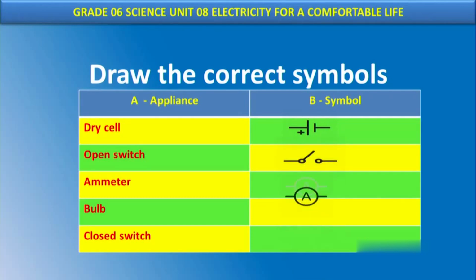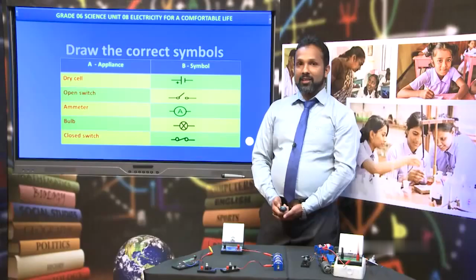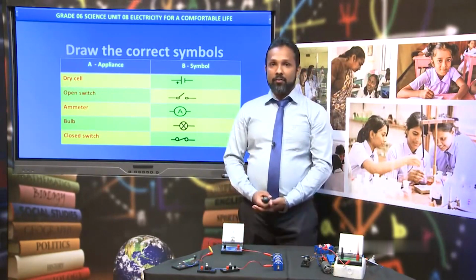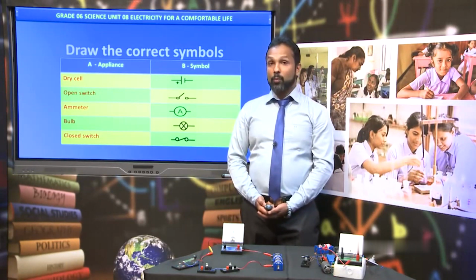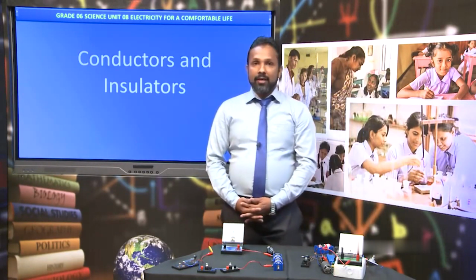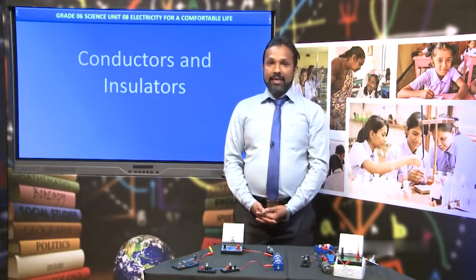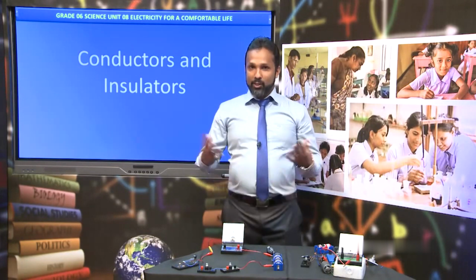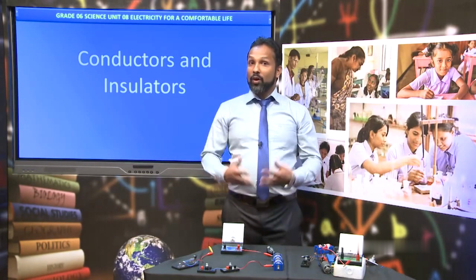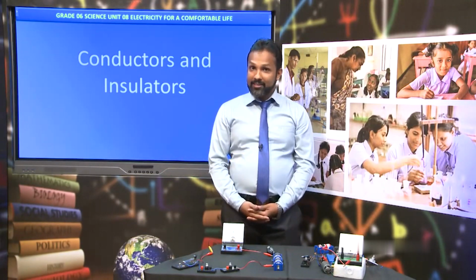Ammeter. Right. Symbol of the bulb. Right. Symbol of the closed switch, like this. Then I think you studied the symbols of electrical appliances properly. Let's move to the next lesson. It is conductors and insulators. Do you know what are called conductors, what are called insulators?